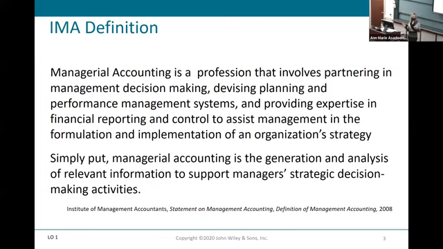And then you're going to control or assist management. So when I talk about control, that is your day-to-day putting your plan in action, right? In real time, how am I going to get those plans going? So you're going to assist management in the formulation and implementation of the organization's strategy. Strategy is what drives every aspect of your business. Every company has a different strategy, and we're going to talk about that in this chapter as well.